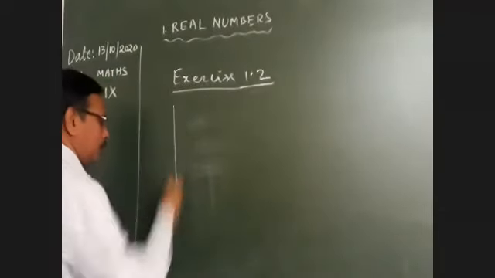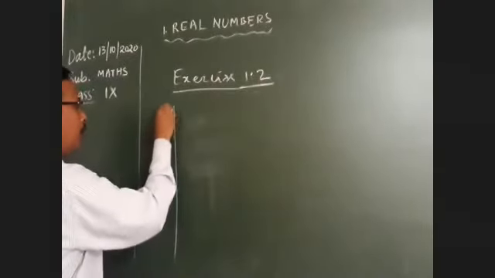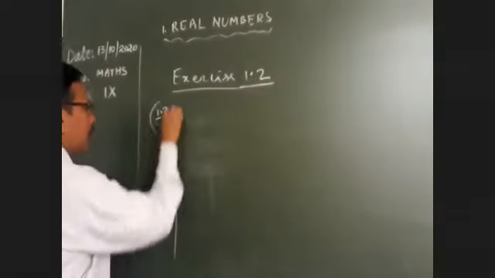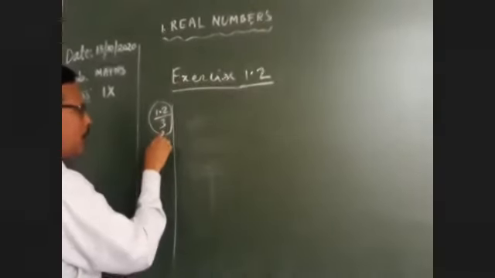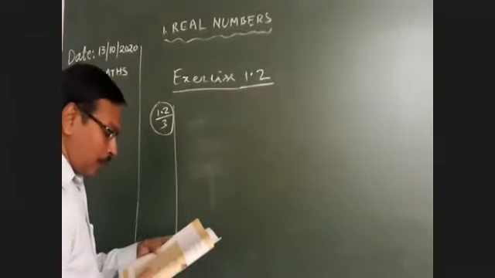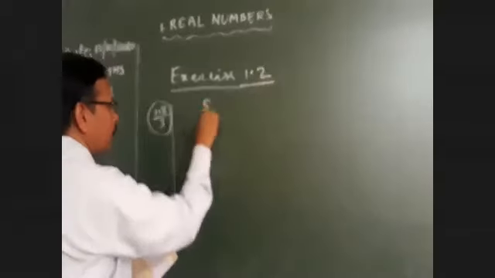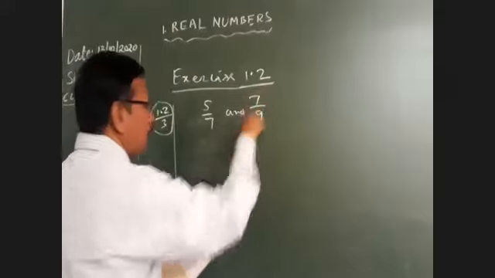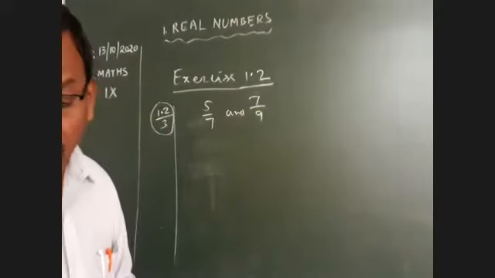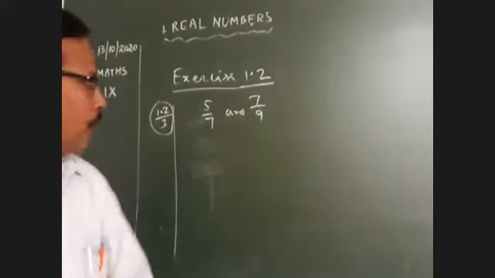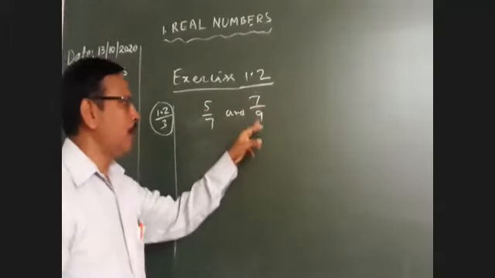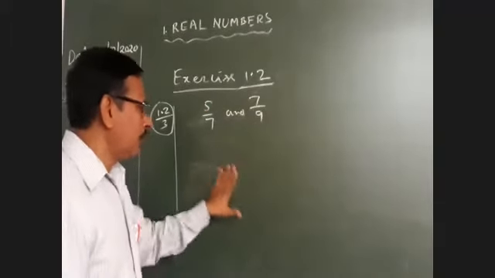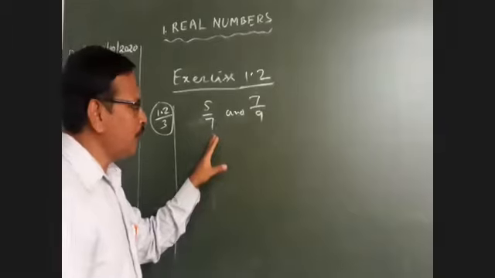So once again, exercise 1.2, sum number 3. This is the way I am writing it. What is the sum here? Between 5 by 7 and 7 by 9, write some irrational numbers. How many can we write? That is the question. 3 irrational numbers. And how many more can we find?